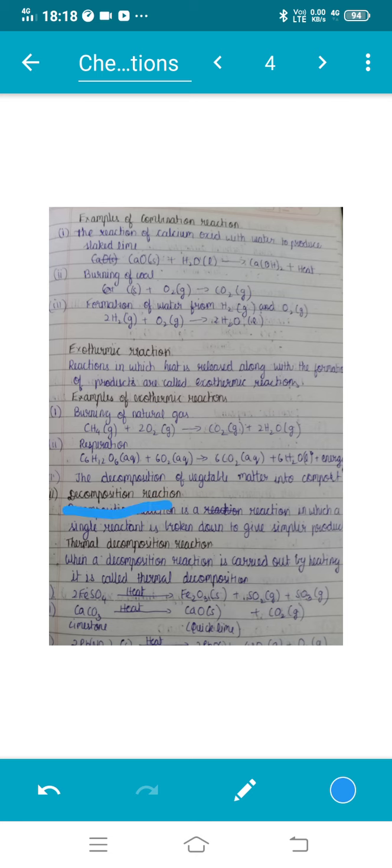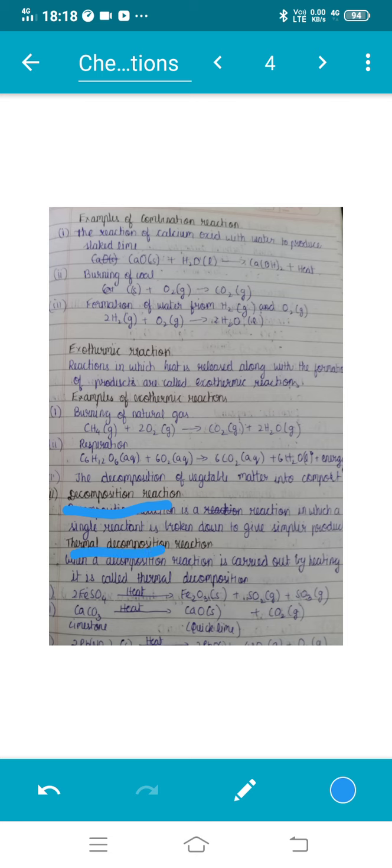Decomposition reaction is a reaction in which a single reactant is broken down into different products. Means a 2 rupee coin is broken down into 1 rupee coin and 1 rupee coin. So the same statement can be applied in this decomposition reaction. There are three types of decomposition reaction.